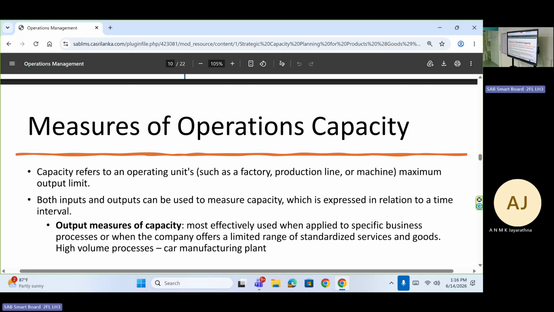So basically, we can categorize capacity measures, or the measures of operation capacity, into two. One is input measures, right? Another one is output measures. Let me explain first. Write down the input measures, with some examples also. Write down the subtopic input measures.